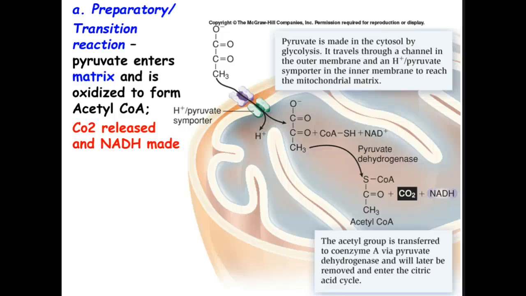So, the pyruvate made from the glycolysis must be further broken down in order to generate electrons and protons that will be used in the final stages of cell respiration. When we get inside the mitochondria, the preparatory transition reaction can occur where pyruvate enters the matrix and is oxidized, which means further broken down, to form acetyl coenzyme A. Carbon dioxide and NADH are made at this step.